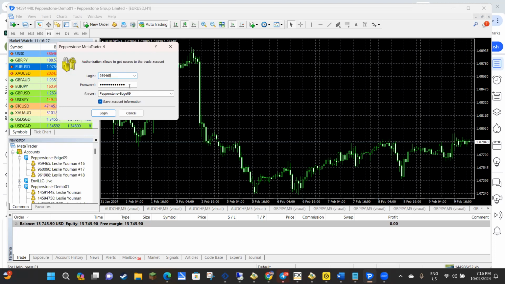And then you need to put in the password and also the server that it's on. Depending on your broker, they might have quite a lot of different servers. This one's Pepperstone Edge 09. So just select the one that you need there, and that'll be all in the email.